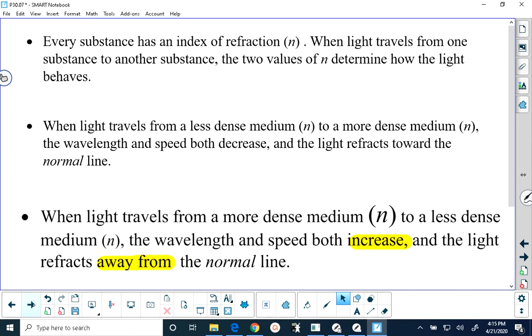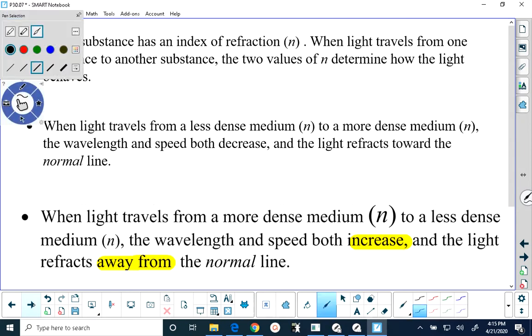So what we're looking at, everybody, is, as an example, when light travels from air to glass.